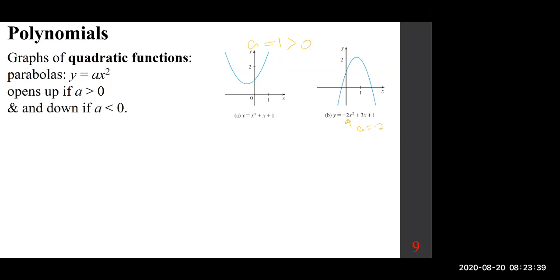Now, it so happened that all polynomial functions with an even degree pretty much follow ax squared. In other words, if x is to the power of 2 or 4 or 4,000, as long as it's even, it follows the same concept. That's the idea behind the leading term. It opens up if a is positive and down if it's negative.